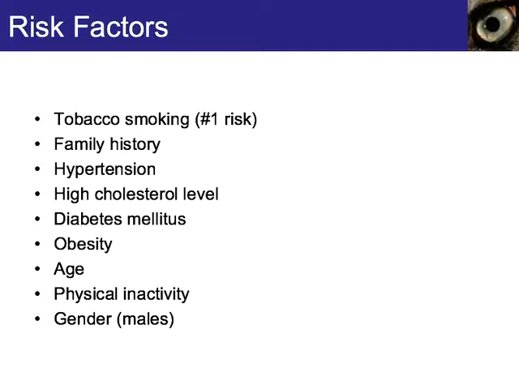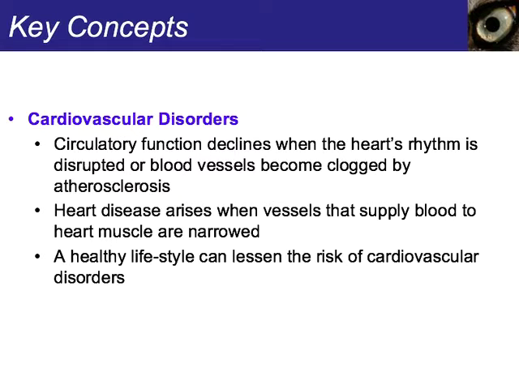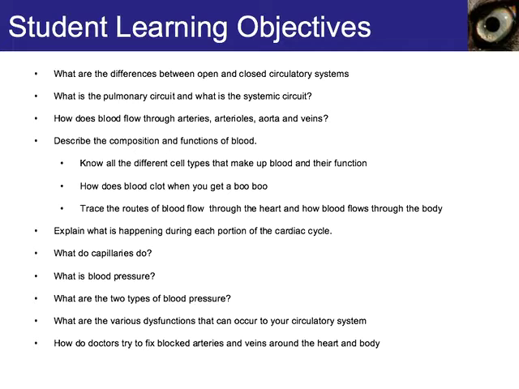Risk factors for heart disease include smoking, family history, hypertension, which is high blood pressure, high cholesterol level, diabetes, obesity, age, physical inactivity, and gender. So, cardiovascular disease: circulatory function declines when the heart's rhythm is disrupted or blood vessels become clogged by atherosclerosis. Heart disease arises when vessels that supply blood to heart muscles are narrowed, and a healthy lifestyle can lessen the risk of cardiovascular disorders. These are your student learning objectives, or what you should make your study guides out of.